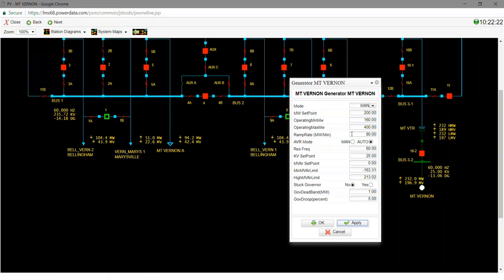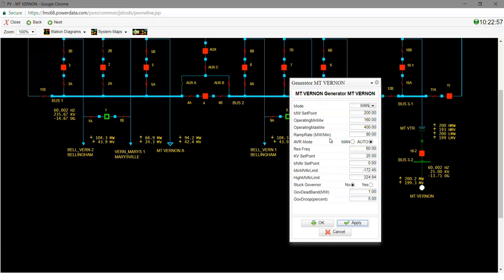Now I said that for the units in Cascadia, there's no way in the simulator to designate what types of unit they are. However, the unit characteristics have been set to match their unit type. So in this example, Mount Vernon is a combustion turbine, so a ramp rate of 80 megawatts per minute is realistic. So unless there's a step in the instructions or the operating guide, these ramp rates are set to realistic values, so we should probably leave them where they are. So now I see that my unit is coming down.